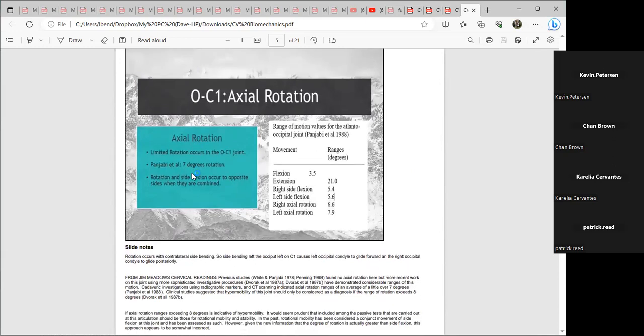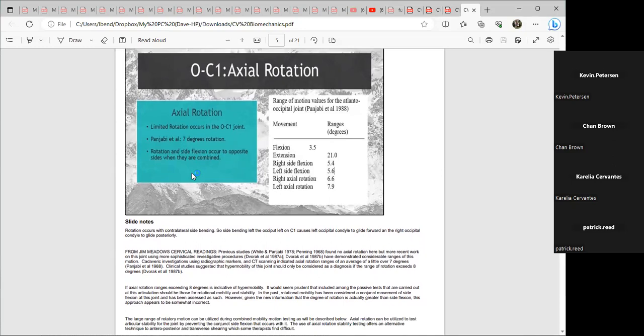And again, in these slides, you'll see they have different degrees of motion when they talk about axial rotation of the occiput on C1. Don't worry about that so much. We're going to use the rotation motion, but it's not a glide that we're generally going to treat. We're not going to be treating the ability to laterally glide or rotate. You'll be able to treat those joints with flexion, extension, and traction.